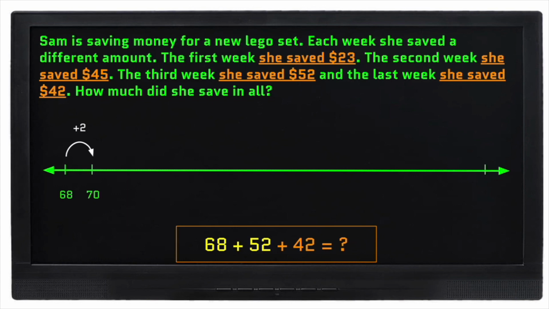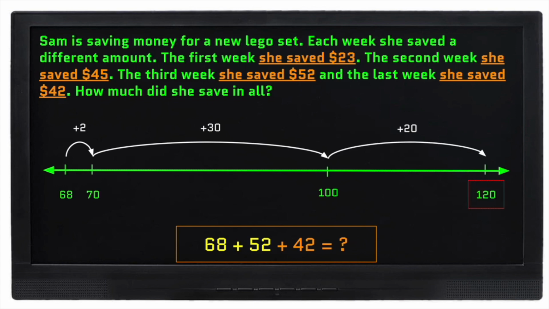Now I want to try to find another friendly number. I'm still trying to add 52, but I don't know what 70 plus 50 would be right away. So I can add another 30. That gets me to 100. 32 plus what can get me close to 52? I think maybe 20 more. 68 and 52 is 120.